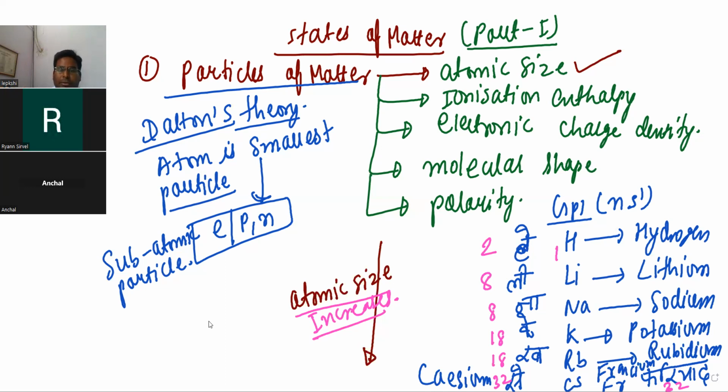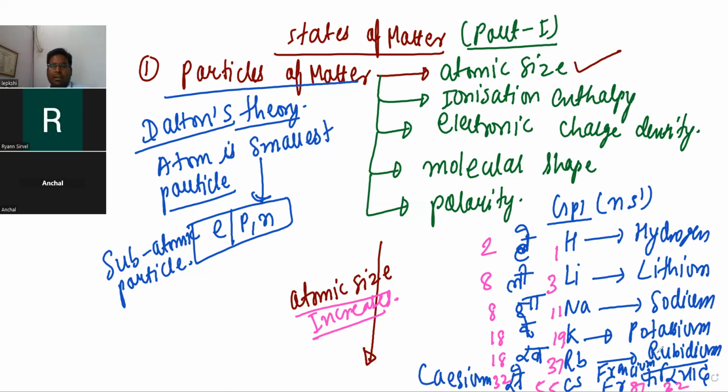So see, 2 plus 1 is 3. So you will get the atomic number of lithium. In the similar manner, you can get the next atomic number. So 8 plus 3 is 11. 11 plus 8 is 19. 19 plus 18 is how much? 37. 37 plus 18 is 55. 55 plus 32 is how much? 87.